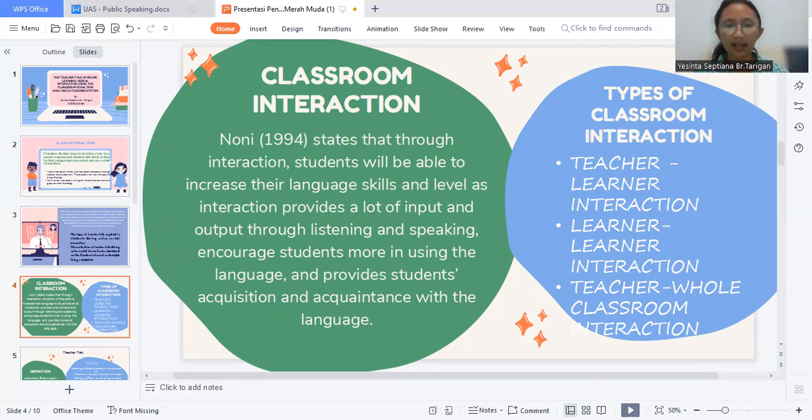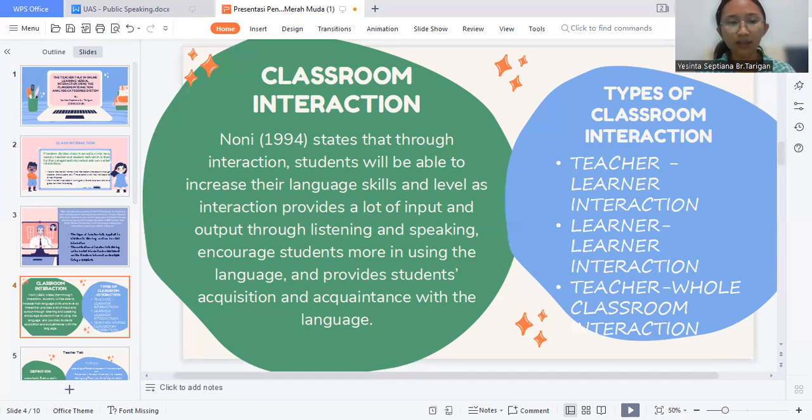And then the second, learner-learner interaction. This interaction should be well structured and managed to help students get cognitive development, educational achievement, and emerging social competencies. And then the teacher-whole classroom interaction. This interaction happens mostly in English as a foreign language classroom, as the teacher needs to initiate whole class interaction by asking questions and receiving students' responses.